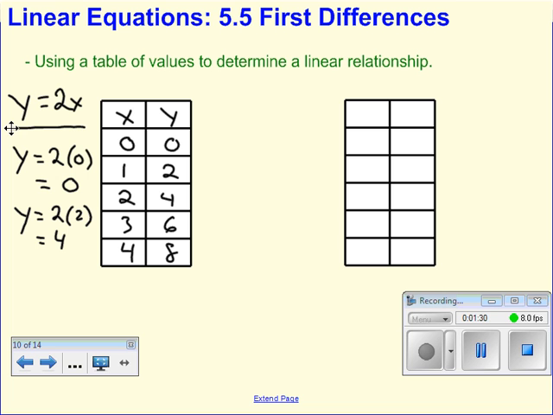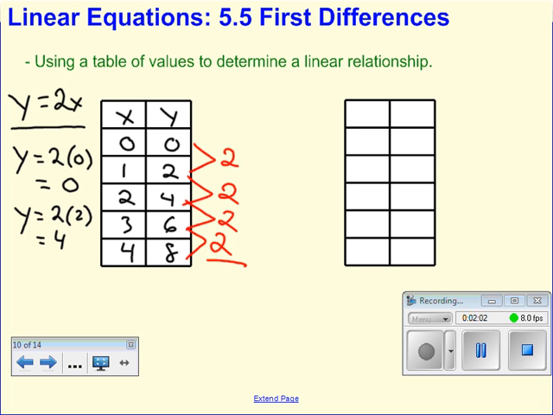So here I have 2 and 0. The difference between them, 2 minus 0, is 2. I do the same for the next consecutive y value. 4 subtract 2 also gives me 2. 6 subtract 4, also 2. 8 subtract 6 also gives me 2. I can see that from my first differences I'm always getting a consistent 2.